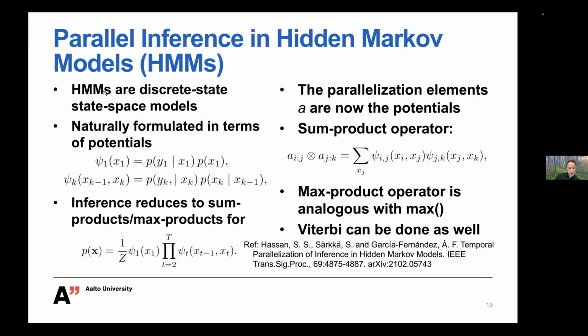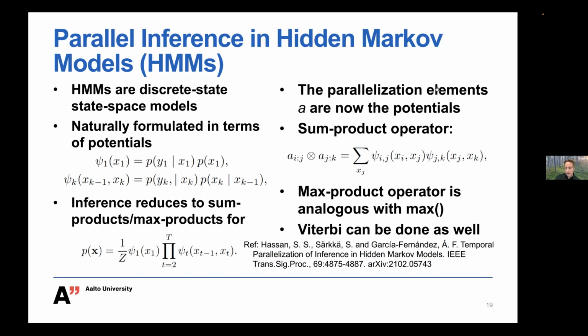What we have is that HMM in this terminology is a discrete state space model, which means that this X just takes a finite number of values. They could be, for example, syllable IDs in speech processing. And in the classic Bayesian graphical model formulation, they are formulated in terms of something called potentials. And then the whole inference reduces to computing sum products or max products for this kind of thing here. So you can take a look at this article of ours if you are interested.